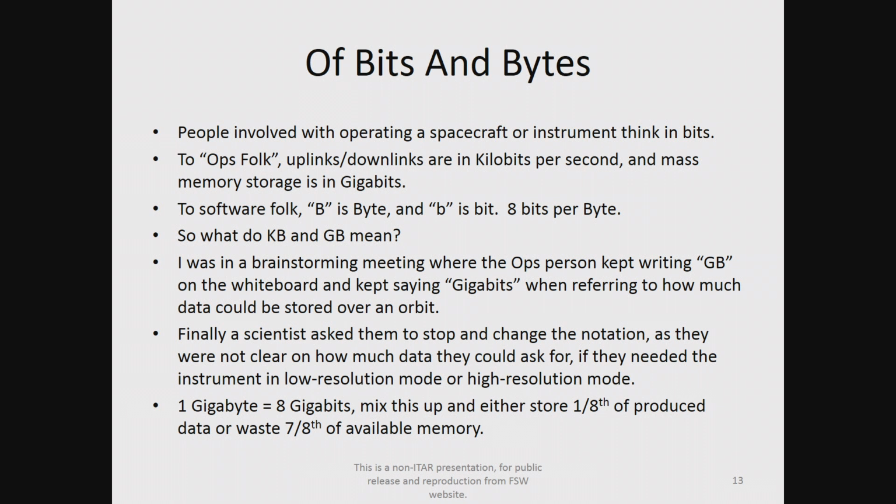And eventually one of the scientists had to say, okay, stop, that's very confusing. Are you talking 1 gigabit, 1 gigabyte? Either make it a lowercase b or write out 1 gigabit, because somebody else is going to walk in and look at this whiteboard and be confused. We need to know whether we put the instrument in a high data production mode or low data production mode. And if we're confused on the instrument and spacecraft side about whether we're talking gigabits or gigabytes, then we either overproduce data and store 1/8 of it, or we underproduce and leave most of our memory wasted.